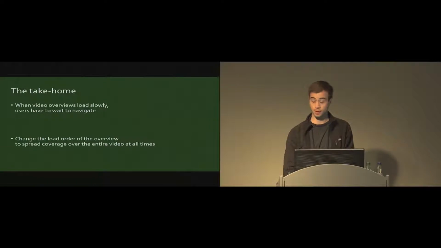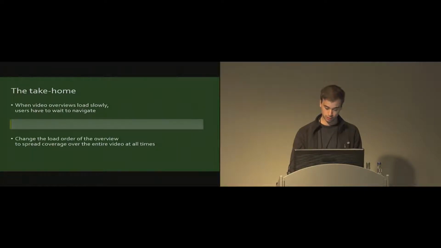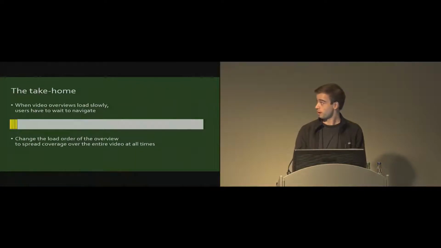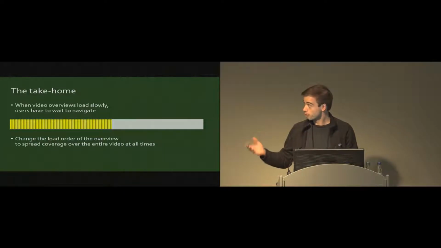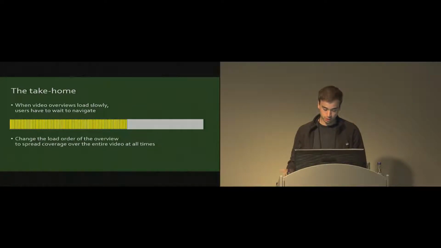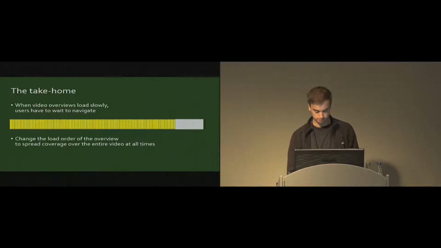And here's what I'd like you to remember today. The problem that we saw on this project was that when video overviews load slowly, users have to wait to navigate. So as you can see in this example, there's actually an implicit bias here. This technique assumes that the content the user wants to access is more likely to be close to the start of the video. So if these yellow bars are the frames of the overview, and we know we want to go to the spot in the second half of the video, we have to wait a long time before being able to see what's going on in that second half.